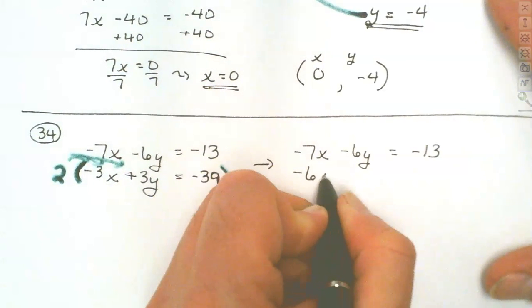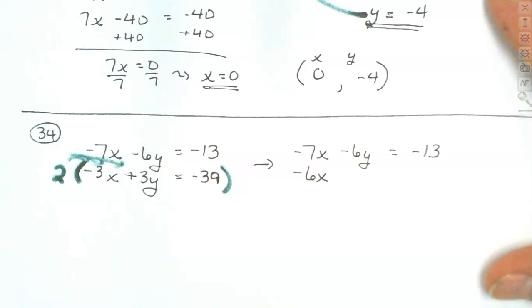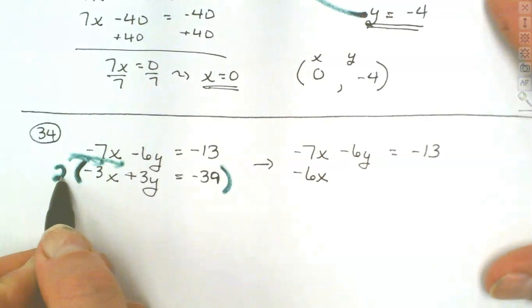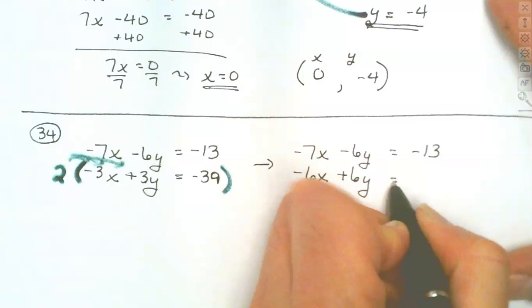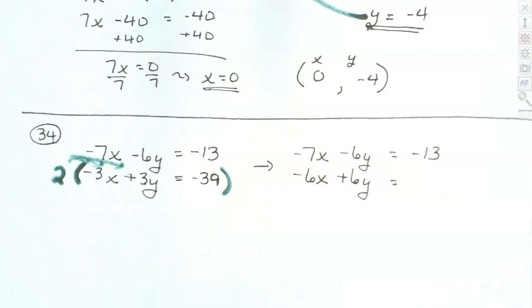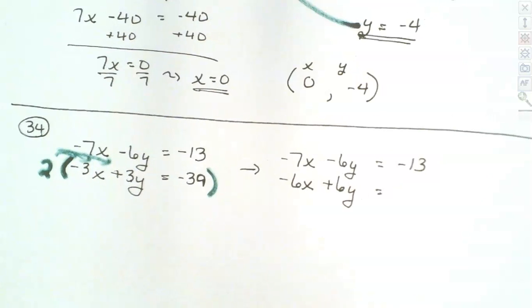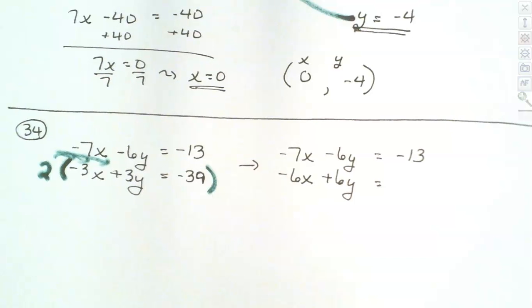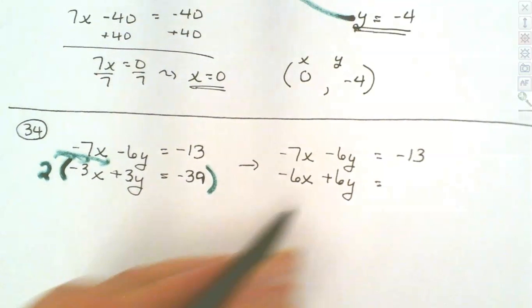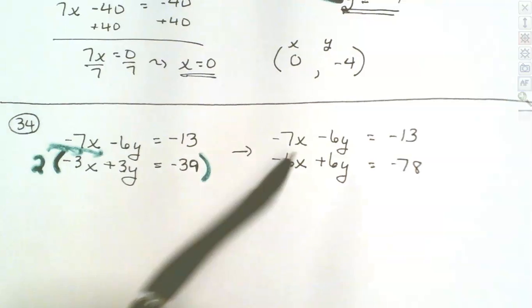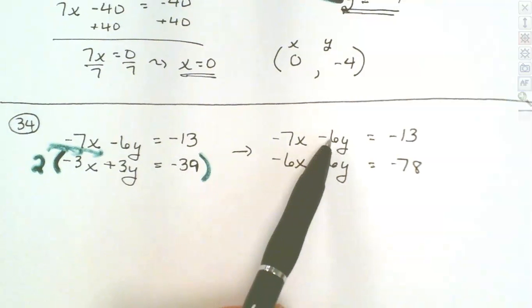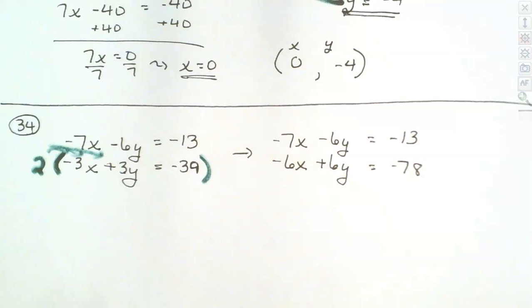So that gives you a minus 6x. 2 times a positive 3 makes it a positive 6y. And then we need a negative 39 times 2. That should be a negative 78, isn't it? Yep, negative 78. Why did I multiply it by 2? Well, when I multiplied it by 2, look at your y's now. One's a positive 6 and one's a negative 6, so they're going to go away. They cancel each other out.